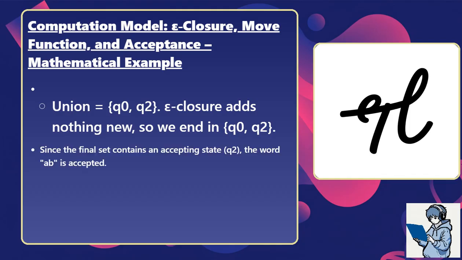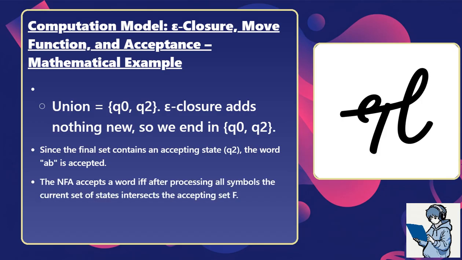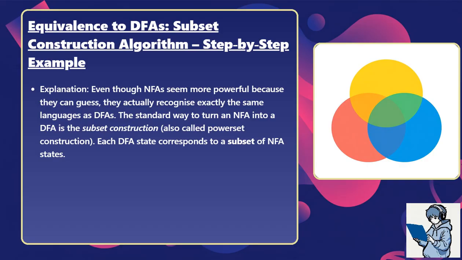Since the final set contains an accepting state Q2, the word ab is accepted. The NFA accepts a word if and only if after processing all symbols the current set of states intersects the accepting set F. Explanation: even though NFAs seem more powerful because they can guess, they actually recognize exactly the same languages as DFAs. The standard way to turn an NFA into a DFA is the subset construction, also called powerset construction. Each DFA state corresponds to a subset of NFA states.